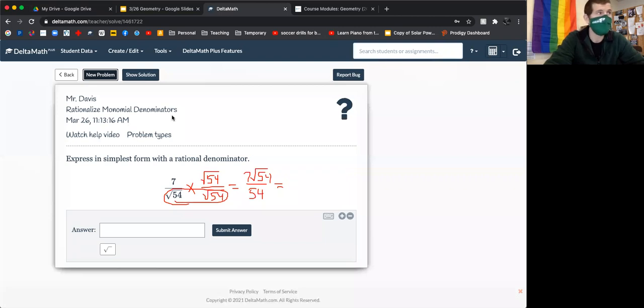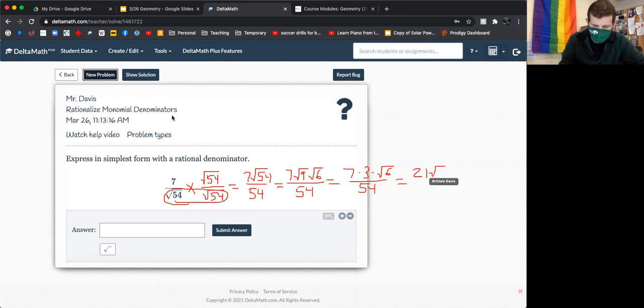And if anyone in the room knows. Oh, there you go. Yeah, Connor's got it over there. It's 9. So I can rewrite this as 7 times the square root of 9 times the square root of 6 over 54. And now we know the square root of 9 is just 3. So 7 times 3 times the square root of 6 over 54. And 21 times the square root of 6 over 54.